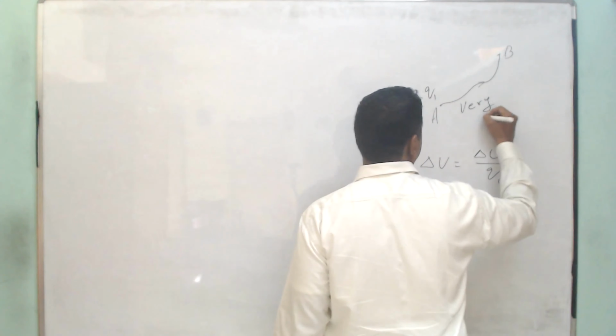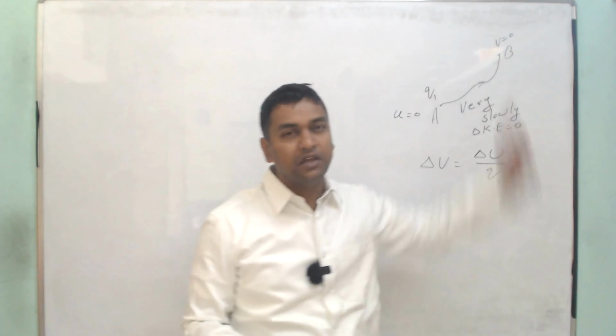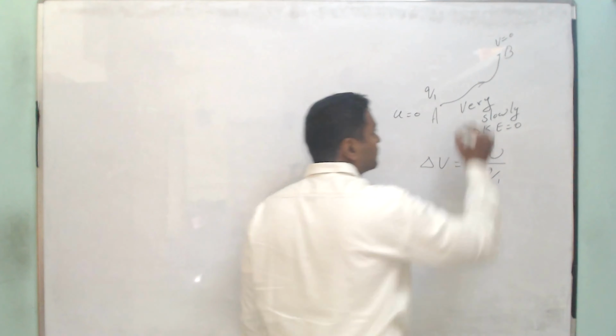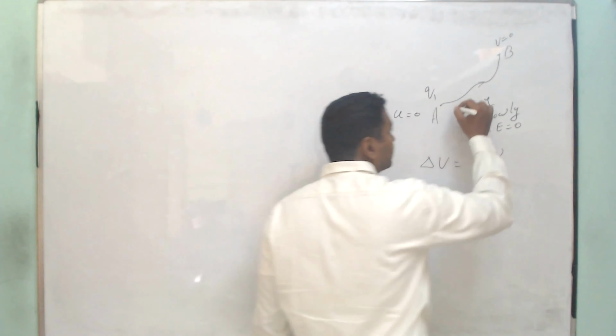Even if I don't take it very slowly, suppose I start with initial velocity zero, maintain any speed in between, but make sure that my final velocity is zero. Even in that case, from point A to point B, my change in kinetic energy is zero. Ultimately, we have to ensure that the change in kinetic energy from A to B is zero. Either we move it very slowly, or with constant speed, or vary it however I want, but the initial and final velocities are zero.